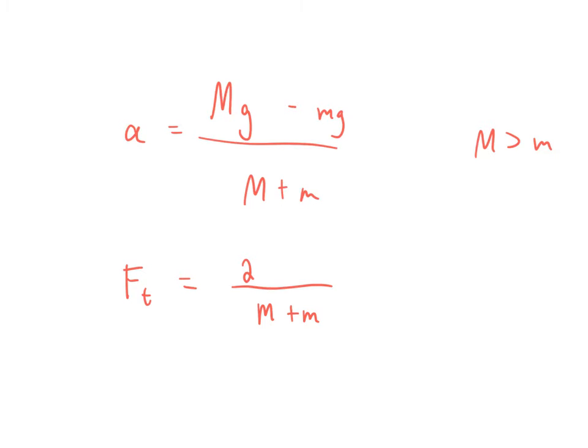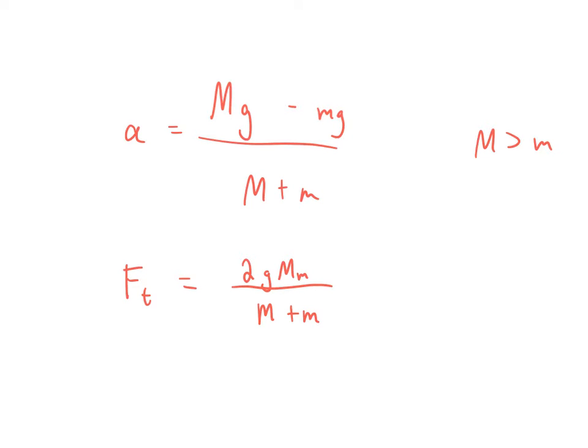Here it is. I was really close. Okay, I thought I was. So it's G, M, m. That's the general solution for tension: 2G, capital M, lowercase m, over m plus n. Again, where capital M is the greater of the two masses.